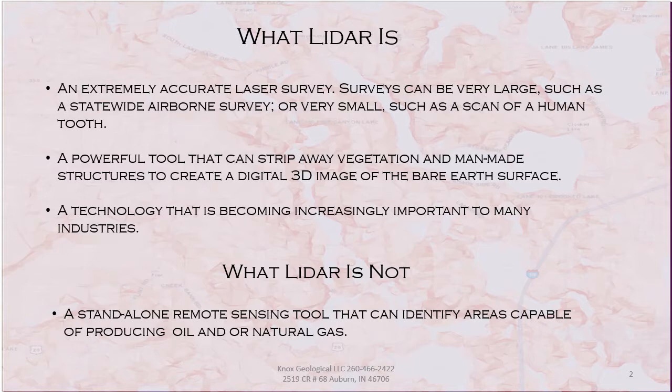It can strip away all vegetation and man-made structures to create a digital 3D image of the bare Earth surface. And that's what we're using, the bare Earth data, to create these flow accumulation models, slope angle models, digital elevation models, aspect models. You can also measure tree canopy height. The forestry industry is using this, so many industries are using this, and it's a technology that is becoming increasingly important to many industries.